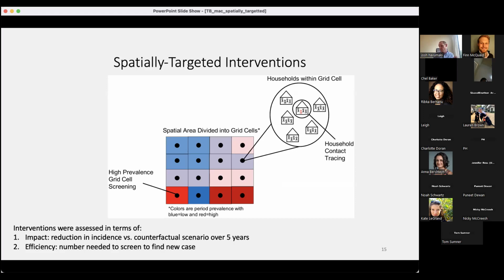So the first intervention was household contact tracing. If there's an index case in a house, we looked for other cases in the house, and if there were other active TB cases, they transitioned to the treatment state.